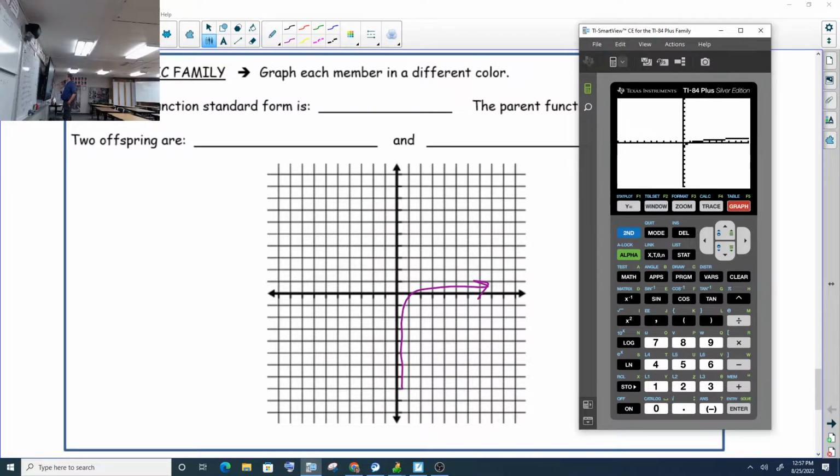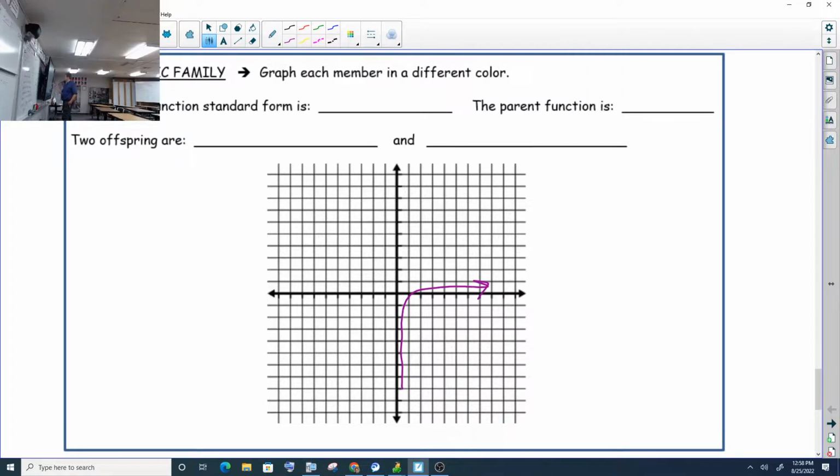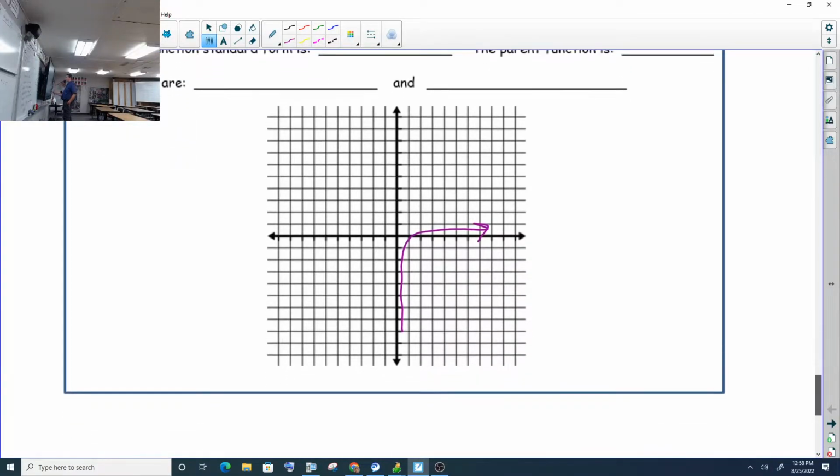So we push the graph button. There it is. And so it comes up here, and then it goes along and takes off that way. We're just matching right now, so don't worry about it too much on the homework. Just look for that kind of graph.